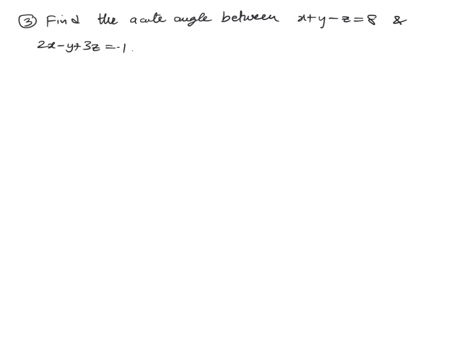Find the acute angle between these two planes. So again, to find the angle between two planes, we're going to do the normal vectors and do the angle between them, and that will be sufficient because it's the same thing. So n1, that would be the normal vector for the first plane, this one over here. I just read the coefficients, 1, 1, negative 1. And n2, again, I just read the coefficients: 2, negative 1, 3.